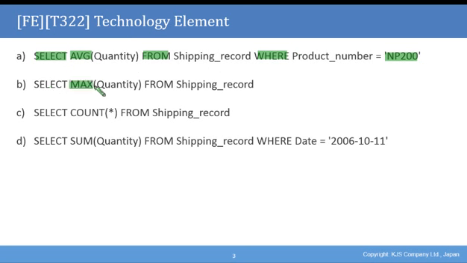Again, select the max. This will select the max quantity from our shipping record. This will select count from our shipping record, and finally we can do the sum from the shipping record where the date is equal to this date.